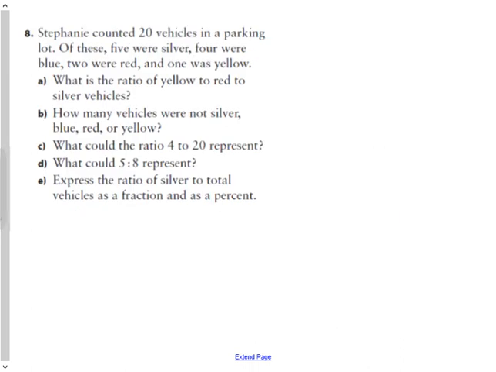Question number 8. Stephanie counted 20 vehicles in the parking lot. Of these, 5 were silver, 4 were blue, 2 were red, and 1 was yellow. What is the ratio of yellow to red to silver vehicles? So yellow to red to silver. If I was doing this question on a test, I would first write that, yellow to red to silver, because I want to make sure my terms are all in the correct order.